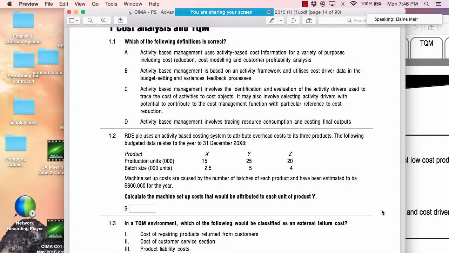I was similar to Betsy. I thought one was maybe activity-based costing and one was more the management, and then I got myself going round in circles going, which one?